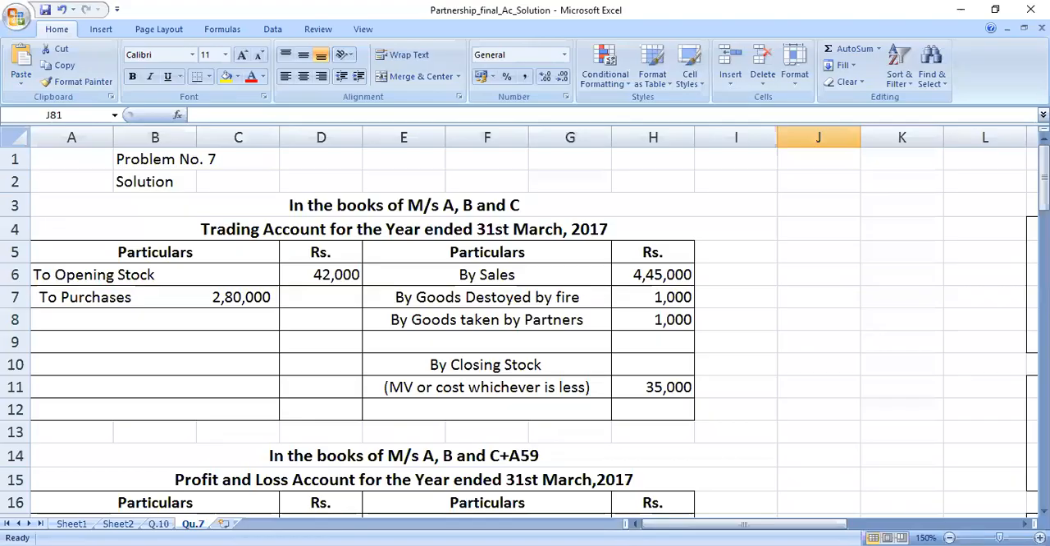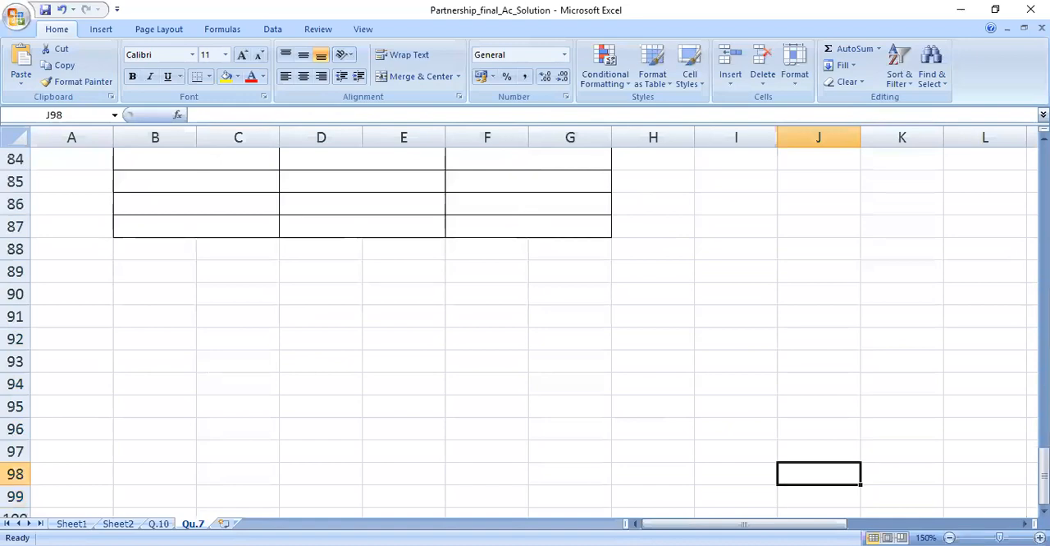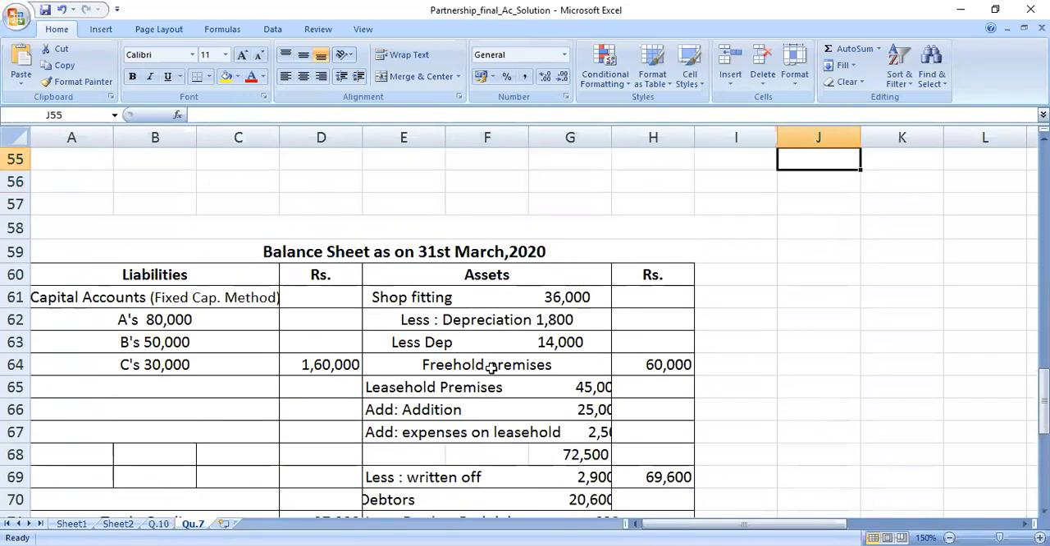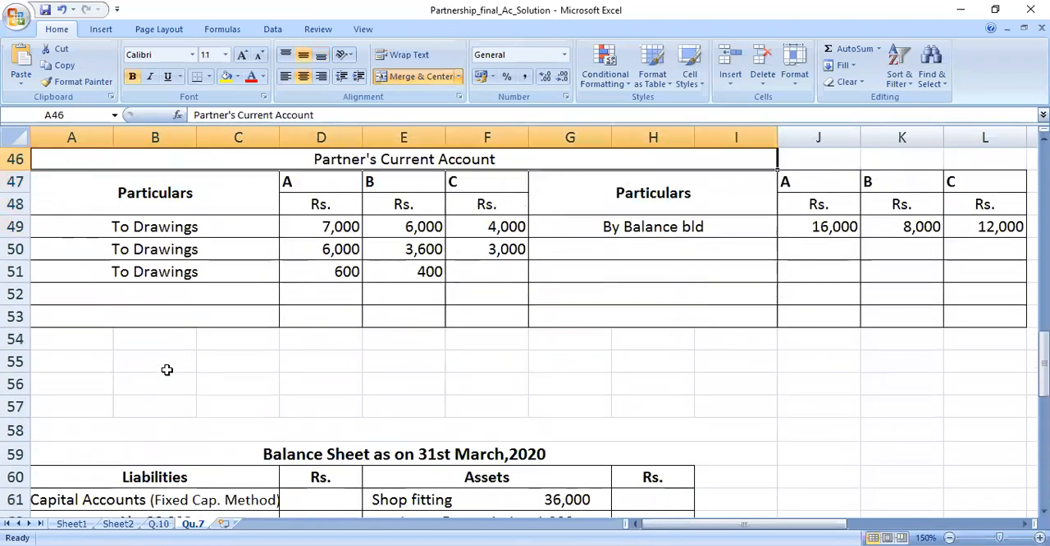Now friends, capital balances. If you see the capital balances, A's capital is 80,000, B's capital is 50,000 and C's capital is 30,000. On this capital we have to find out the interest. The interest we have to show in the partners' current account.